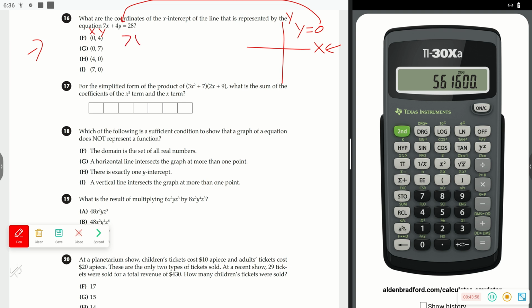So we have 7x plus 4 times 0 equals 28. 4 times 0 is 0, so we have 7x equals 28. We're going to divide by 7. x equals 28 divided by 7, which is 4. So again, in our ordered pair x comma y, we know that our y was 0 and our x is going to be 4. So we want the one that is 4 comma 0.